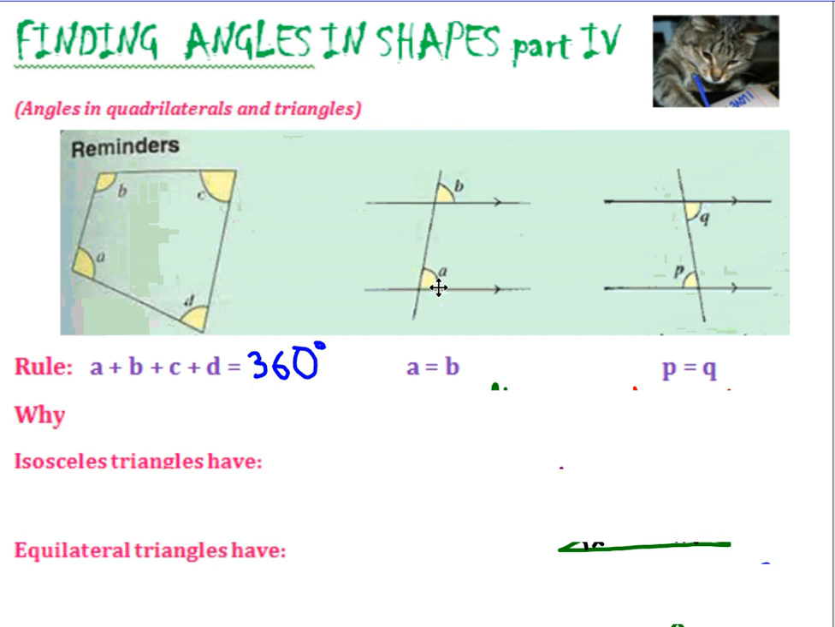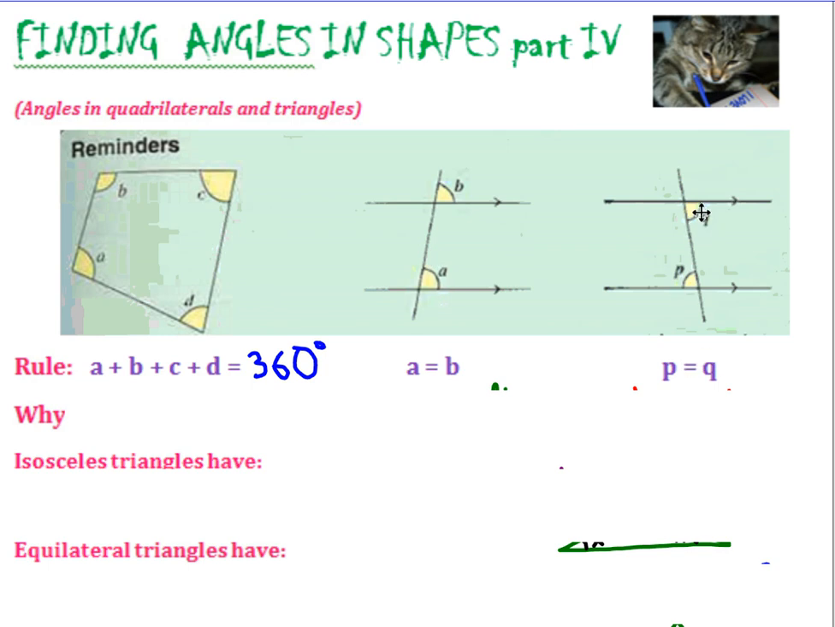And just a little bit of a recap. Why are these two equal? That's right, they're corresponding because they're on the same side of the transversal. Here are the parallel lines, here's the transversal, and they're both in the same position relative to the parallel lines. They're both above the parallel lines. Why are these two equal?